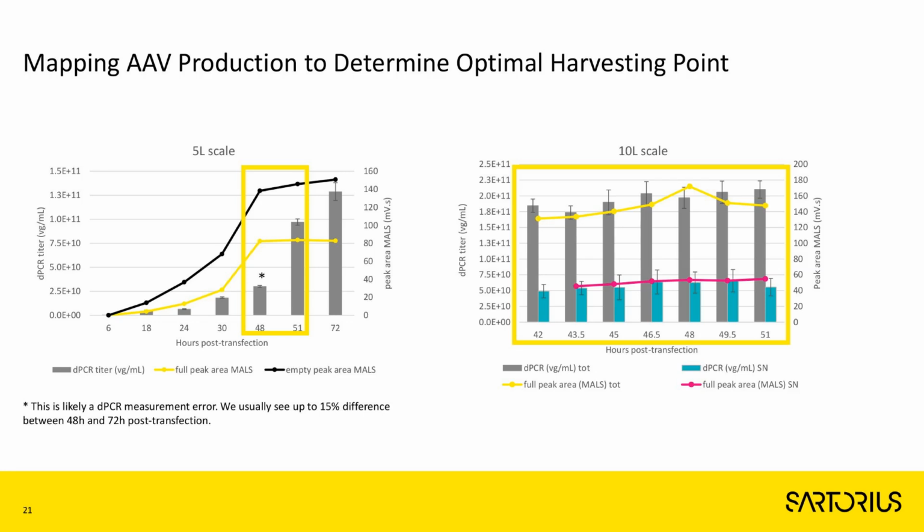So we first performed an experiment on 5-liter scale that you can see on the graph on your left side. What we did is we collected samples throughout the entire process, and we performed dPCR analytics, and we used PATfix AAV Switcher to determine not only full capsids, but also empty capsids. So empty capsids being shown in black, while full are shown in yellow. What we saw in that experiment is that our process seems to reach a plateau of full capsid somewhere around 48 hours when observed with PATfix AAV Switcher.